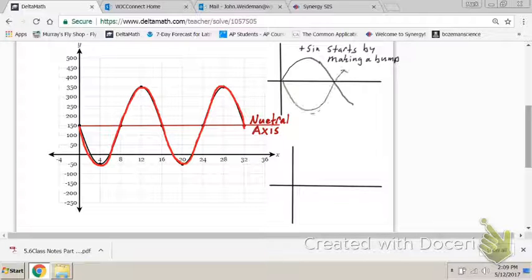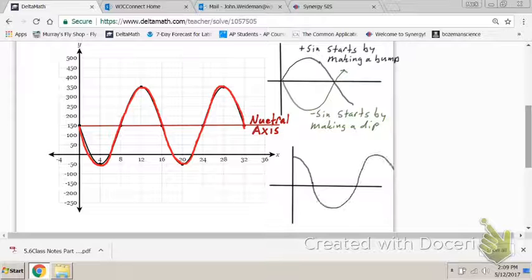Now, if it's a negative sine, it's going to start to make that first negative amplitude. It's going to make a dip. Okay? So we can see that this one looks to me like it is a negative sine. See how it starts there at 150 and it immediately makes that first dip.